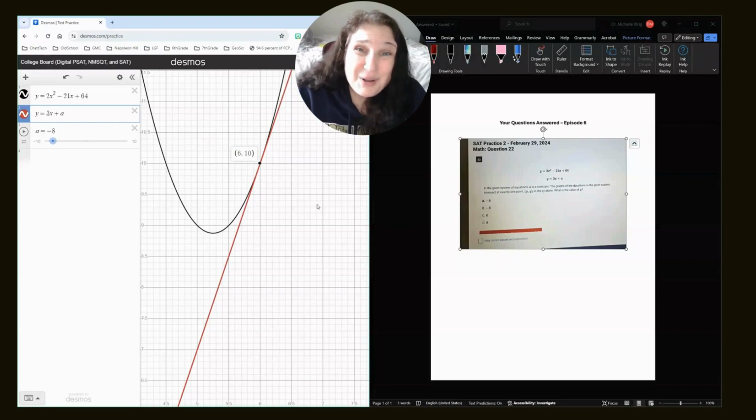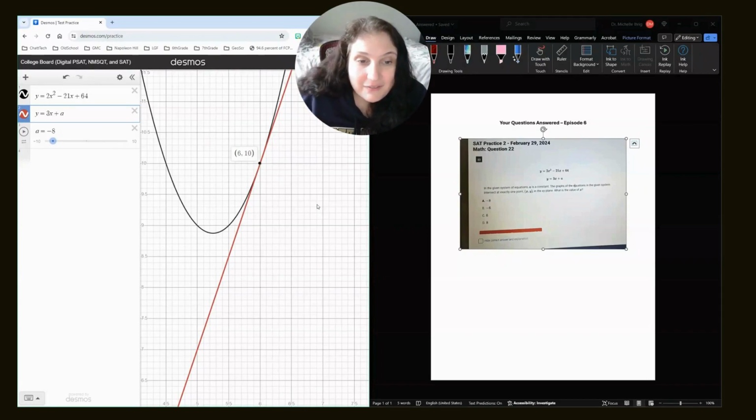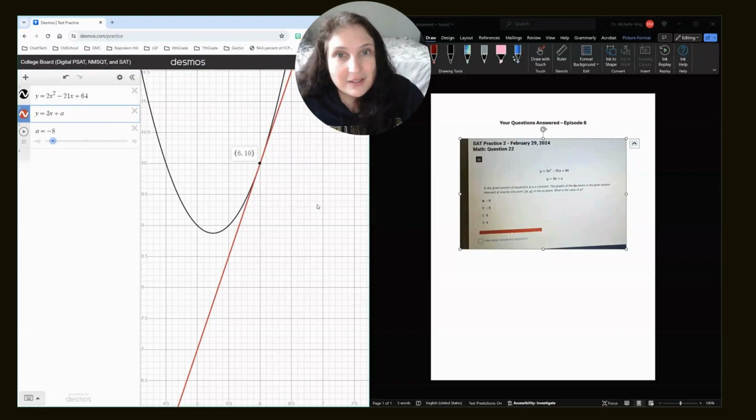Now, look at how mean they were. We know that a equals -8, and that's one of the answer choices, but that's not the question. The question says a is a constant. Now we know that it's -8, but it wants the x value of the intersection point. That's why I would put this definitely in the medium-hard questions, like a question for the 650, 700s.